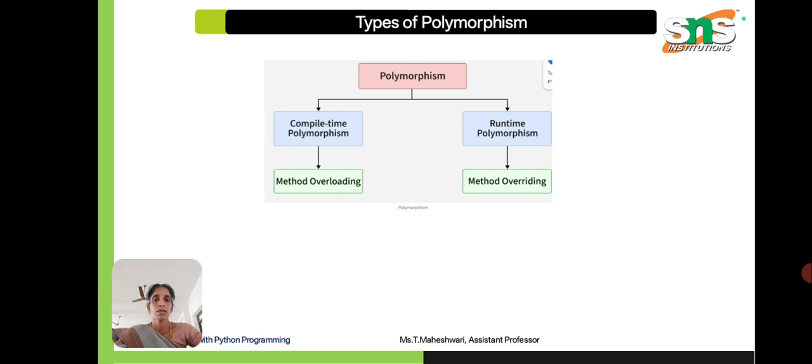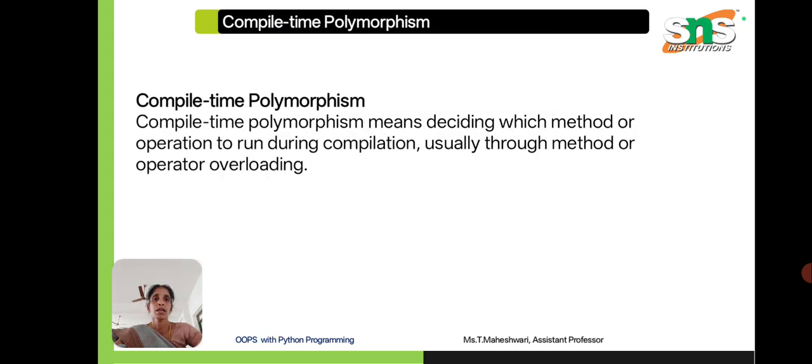It can be classified into two types. The first one is compile time polymorphism, which we also call method overloading, and the second one is runtime polymorphism, which we call method overriding. So what is compile time polymorphism? It means deciding which method or operation to run during compilation, usually method or operator overloading. So during compile time, the function can decide which method or operation to take over. That is called compile time polymorphism.